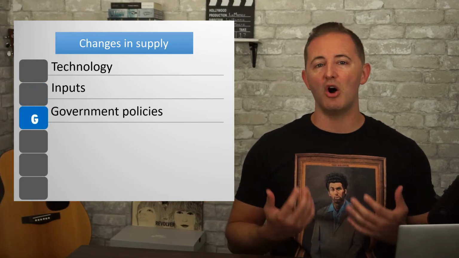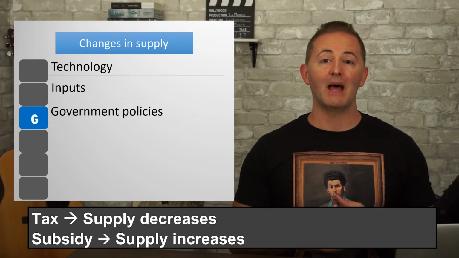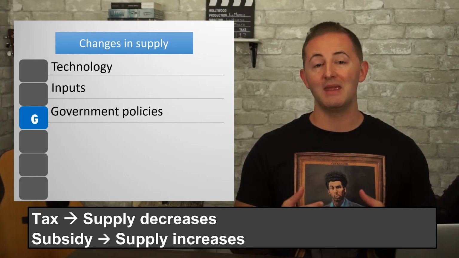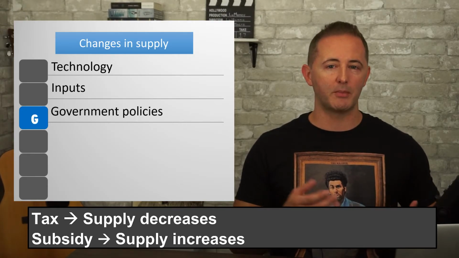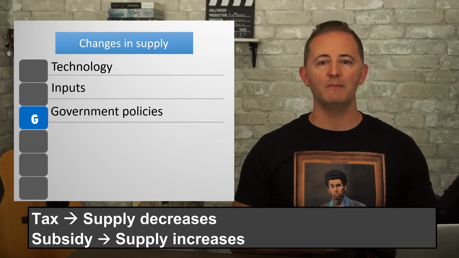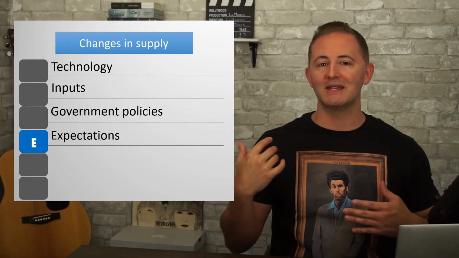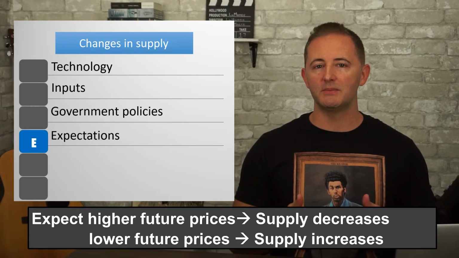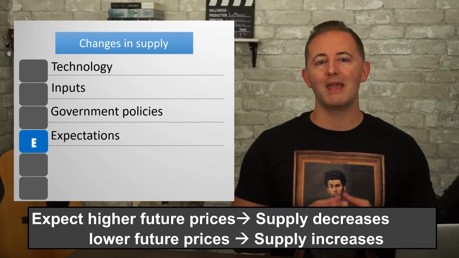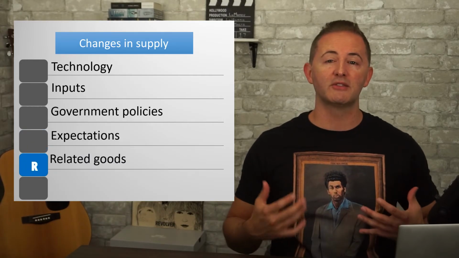Changes in government policies also affect supply. More specifically, if the government places a tax on the good, the supply decreases because it's more expensive to make it now. On the other hand, a subsidy, which is where the government provides money to encourage the production of something, will increase the supply since sellers love those sugary sweet subsidy dollars. Sellers also respond to expectations about future prices. If they expect higher prices in the future, today's supply will decrease because they'd rather wait to sell it for a higher price later. If they expect the price to fall, today's supply increases so they can sell it before the price decreases.